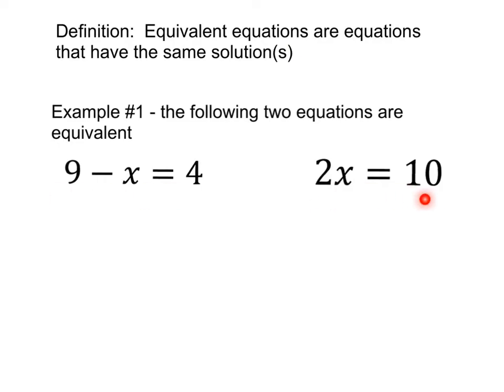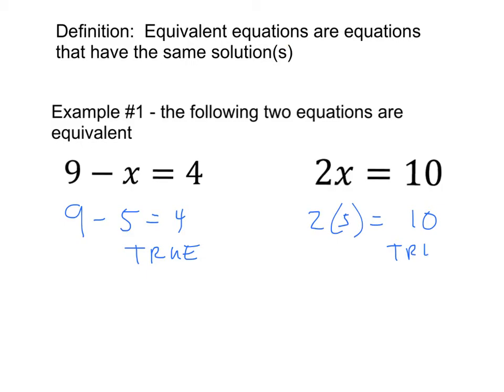If you just take a look at these, you can see what the solution is. 9 minus x equals 4. What would make this true? Well, this would be true if x were 5. If x were 5, 9 minus 5 equals 4, that would be true. So our solution is 5. And on the second equation, we can say the same thing. This would be true if x were 5. 2 times 5 is 10. That's true. So even though these don't look anything alike, they're equivalent because they have the same solution. They both have the solution 5.